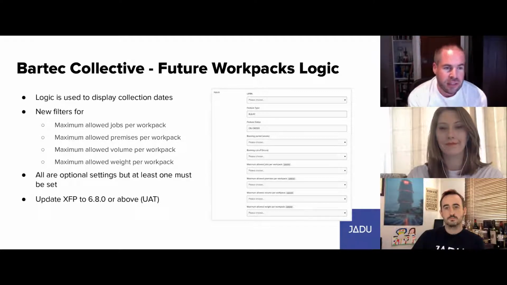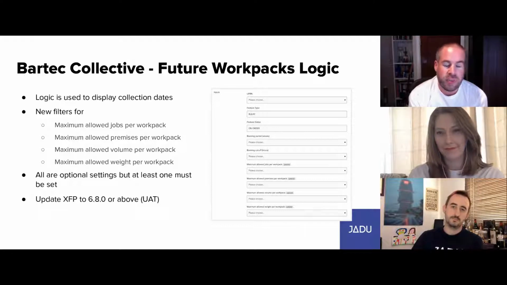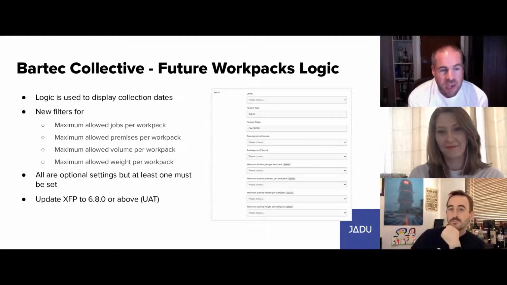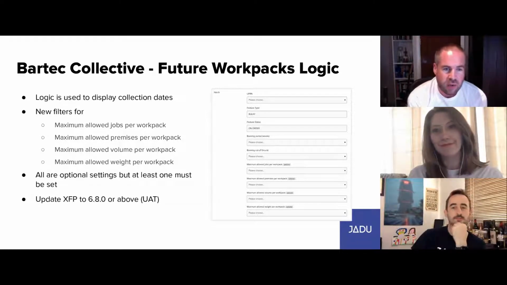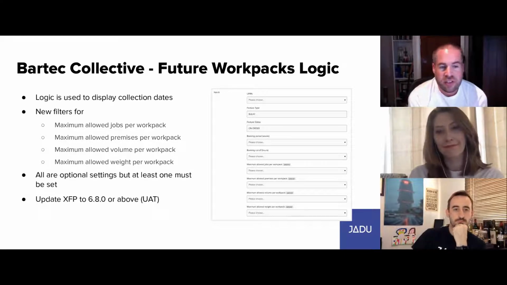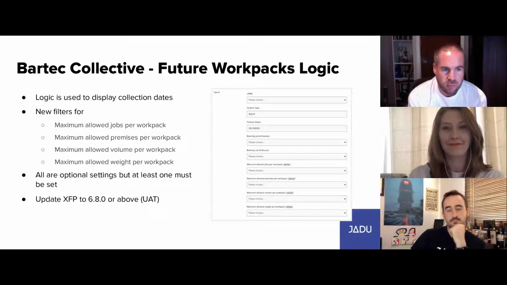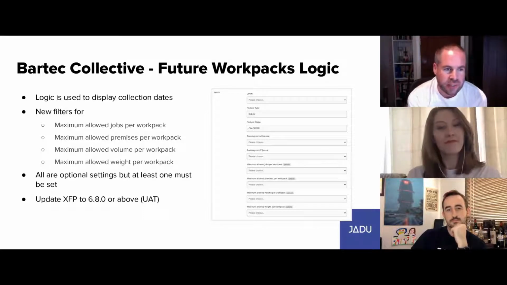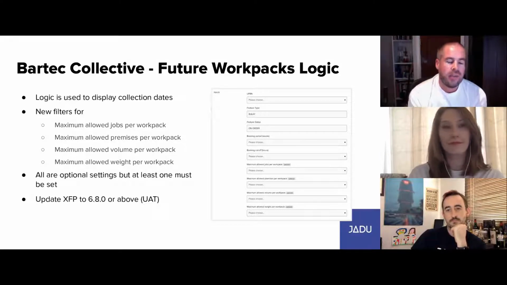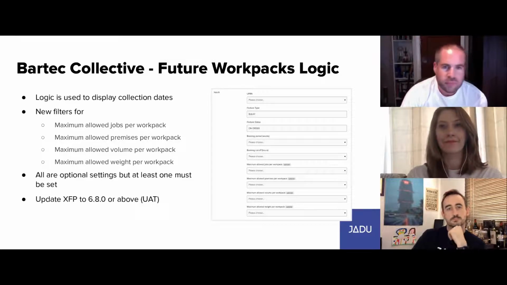So we've added them in. You can now use the premises, so the number of properties that the booking or collection team has to visit, and also the volume and the weight within a work pack. And you can use combinations of these. So only one of the 4 options has to be set, but you can set more than one, and it will work based on the settings that have been set. Again, this is available from XFP 6.8.